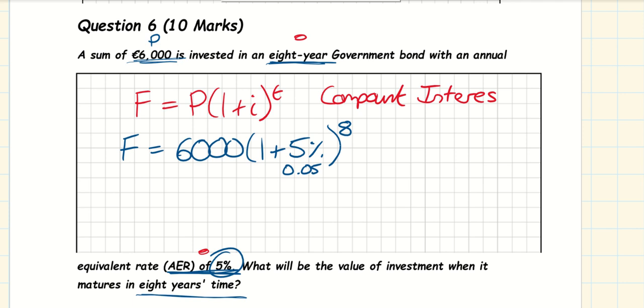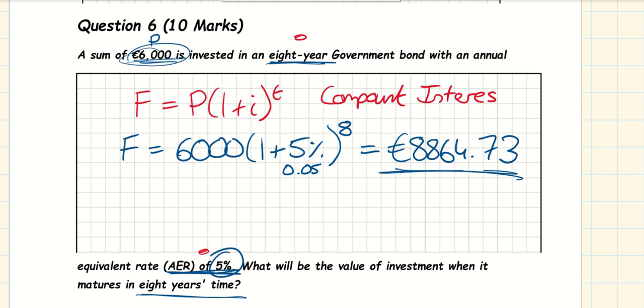So if you just lash that into your calculator, you will get your answer of 8864.73. So that government bond gets them a right bit more money. I suppose it does take 8 years, but it goes from 6,000 all the way up to €8,000.